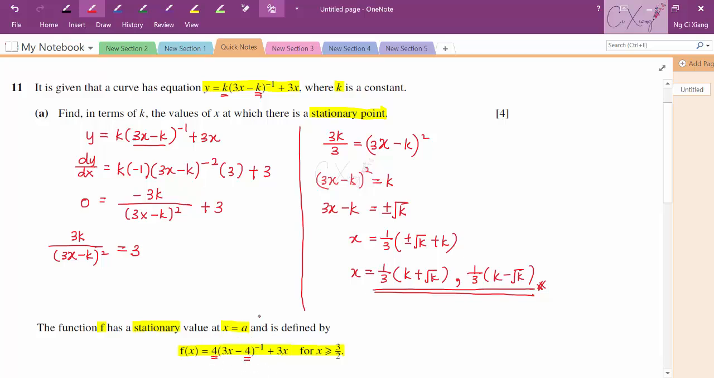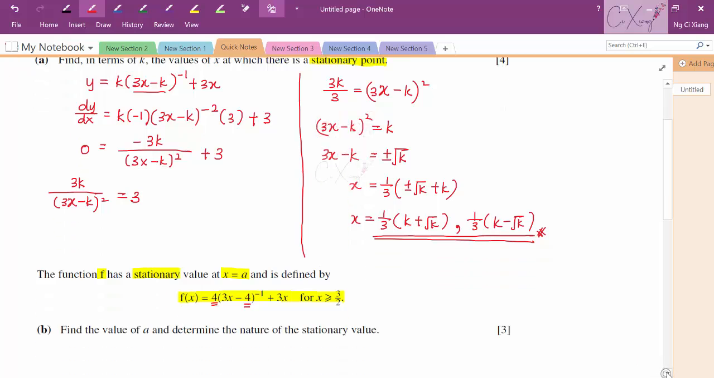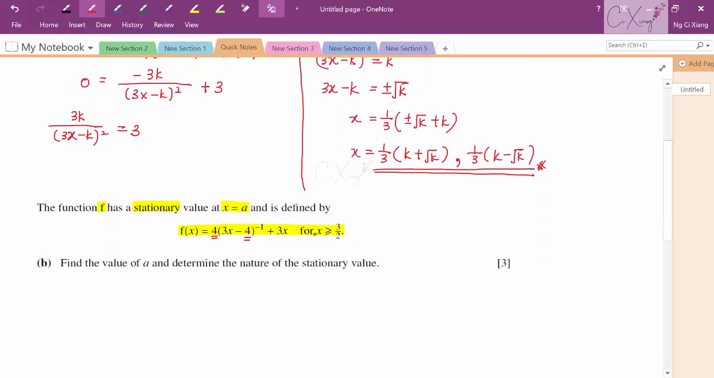Okay, and then the second thing is they are giving us the domain. So the domain for function f(x) should be x greater than or equal to 3 over 2. Therefore, if we want to get any value for x, we have to make sure that we double check this condition. Our answer must fulfill this condition where x must be greater than or equal to 3 over 2. So they want us to find the value of a and determine the nature of the value.